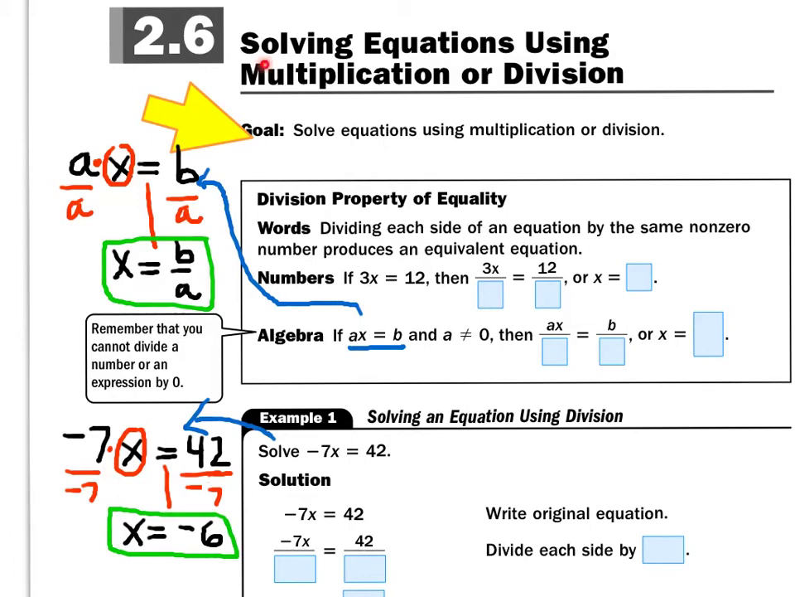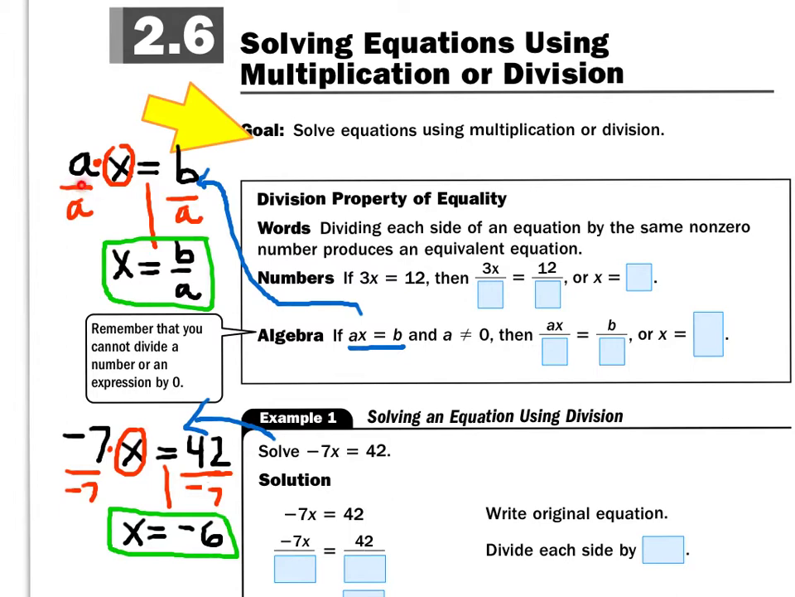Hello, let's talk about solving equations using multiplication or division today. So take a look here at the division property of equality. Remember, that just means we're going to be using division to solve these equations. So notice how I wrote an equation with no numbers at all. I want you to look at the algebra, not just the answer.